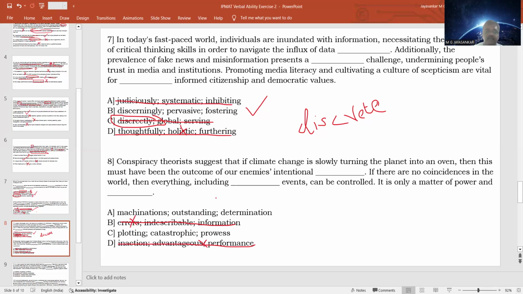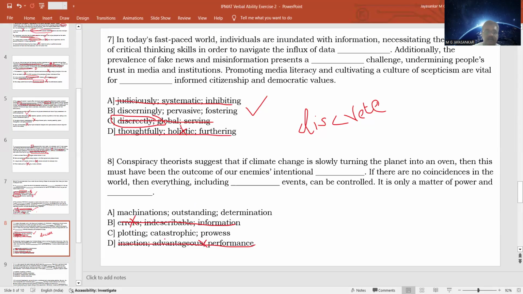If there are no coincidences in the world, then everything, including dash events, can be controlled. Outstanding events, catastrophic events. See, what is an outstanding event? Any event that is extraordinary, that is not an ordinary event, that is not common, is an outstanding event. But we are talking about climate change. This is an outstanding event, but at the same time, it is a catastrophic event. It is a disastrous event. Outstanding means you can use this word in a positive as well as in a negative sense. So a good event can also be an outstanding event. Any bad event can be an outstanding event.